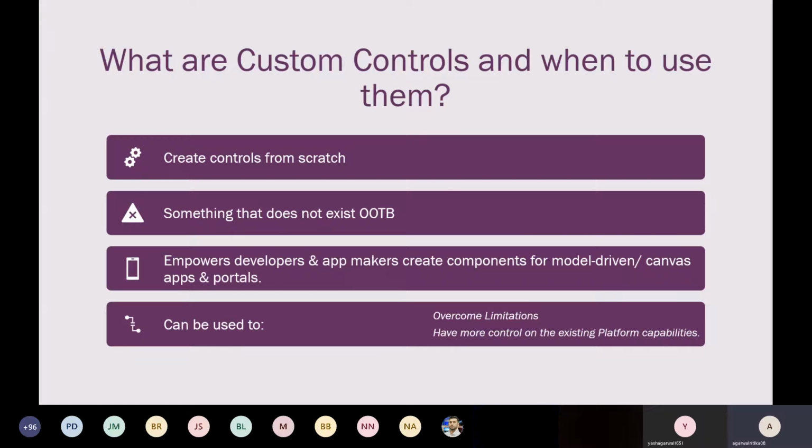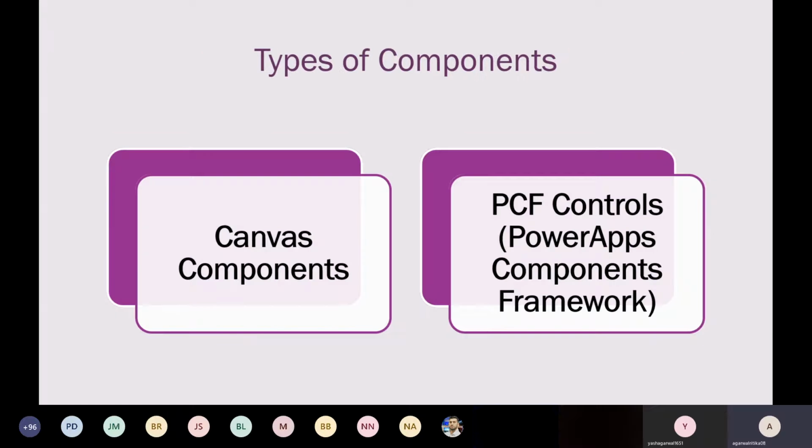So let's go ahead and see what types of components we have. There are two types of components: Canvas components and PCF controls, which is Power Apps Component Framework. Canvas components are usually based on the controls we already have in the Canvas app. We can create a component using those controls only, by creating some variables, collections, and all those logical things. With that, we can export that component and import it into our other applications. This is something we are building from out-of-the-box controls. We are not going to focus on this one as part of this demo.